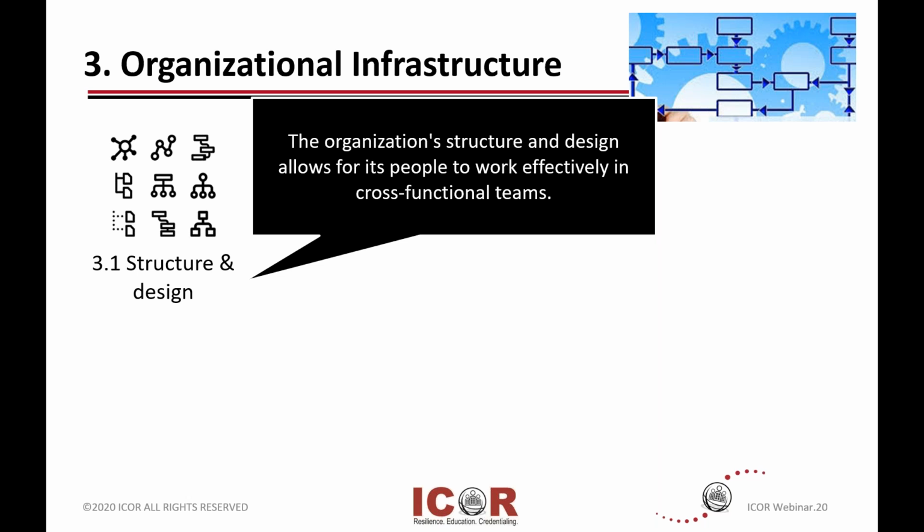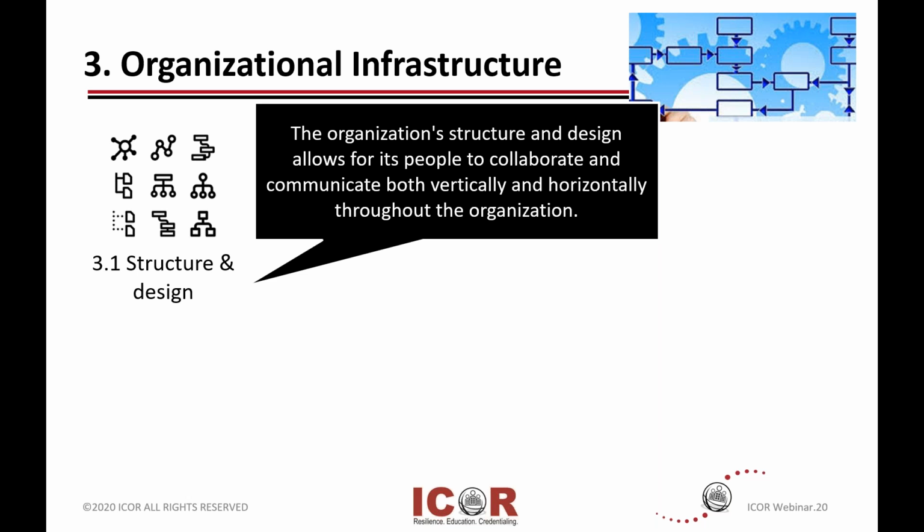Another strategy is that your structure and design allows its people to work effectively in cross-functional teams. So notice these are outcome statements. This is what we're expecting to see. This would be a high score if you're doing this all the time across the organization. That your structure and design allows its people to collaborate and communicate both vertically and horizontally throughout the organization.